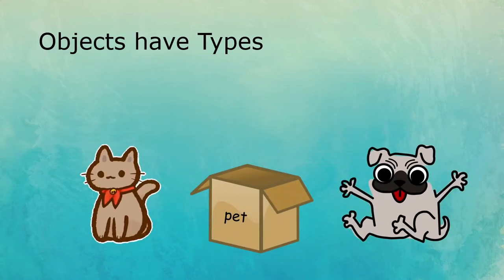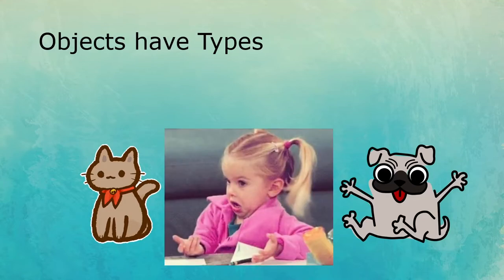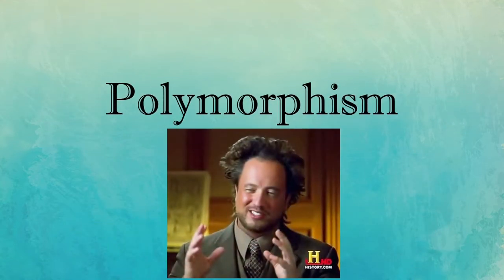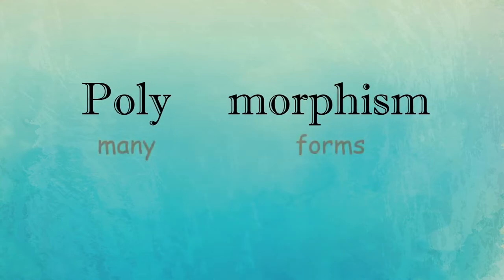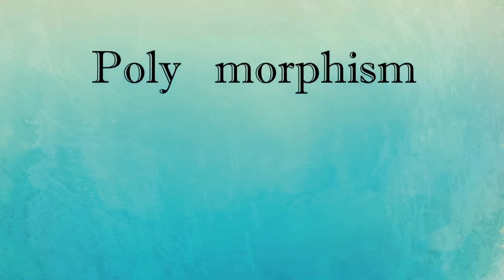But what if you want a variable that can hold a cat or a dog? How can you assign two differently typed objects to the same variable? Polymorphism. Polymorphism is a fancy word that means many forms. In Java, this is referring to the fact that objects can have more than one type.